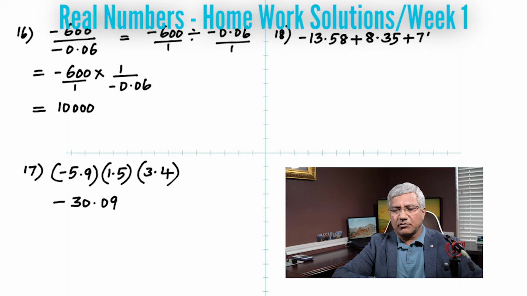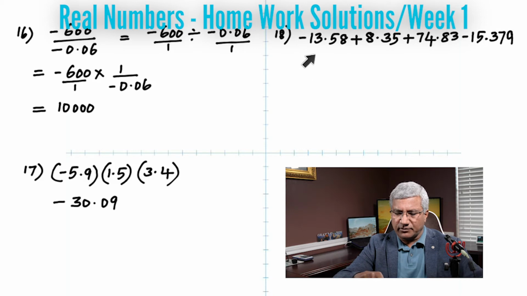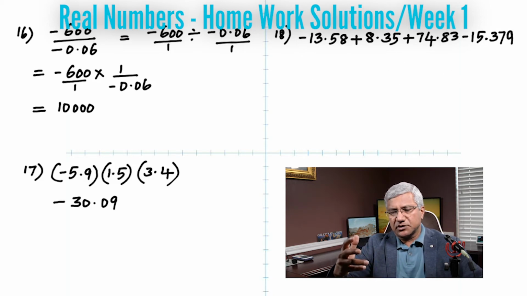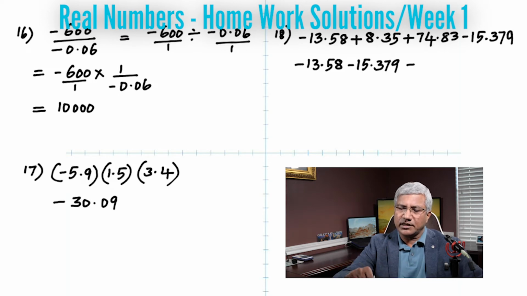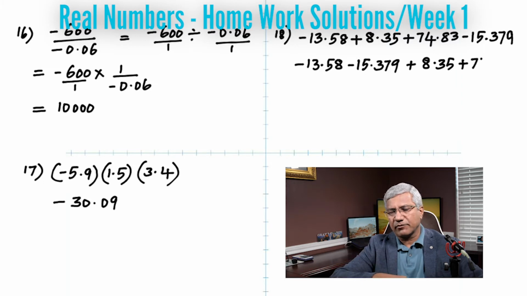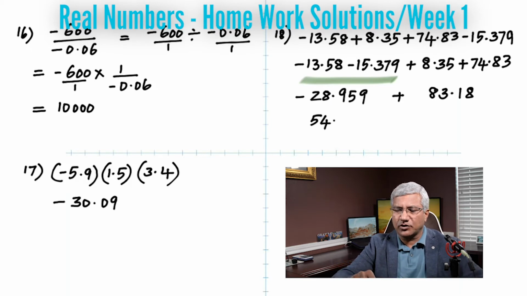All right, so minus 13.58 plus 8.35 plus 74.83 minus 15.379. All right, so you have two negative numbers and two positive. So the easiest method is just add the two positive numbers, find how much they give, then add the absolute values of the two negative numbers and see what they give with a negative. Okay, let's see. So that's the first number. And I put the negative number, I just moved it to the second place. So in fact, I collected the negatives and the positives. So that two negative numbers now give negative 28.959. And then that is what the two positive numbers give.